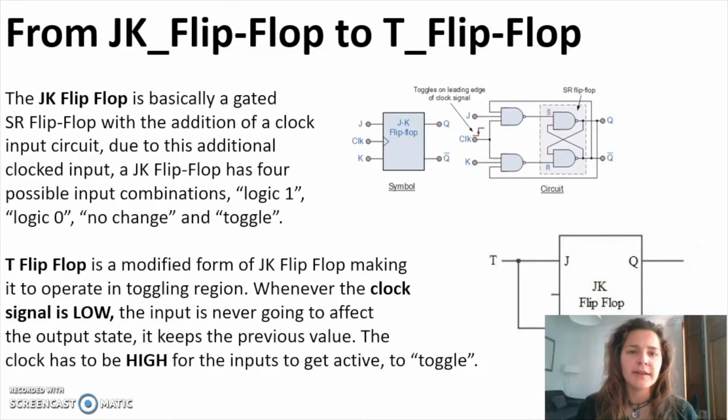Whenever the clock is in a low signal, the input is never going to affect the output. That means that we always keep the previous value given. So when, on the other hand, the signal gets high, the inputs get activated and it toggles.